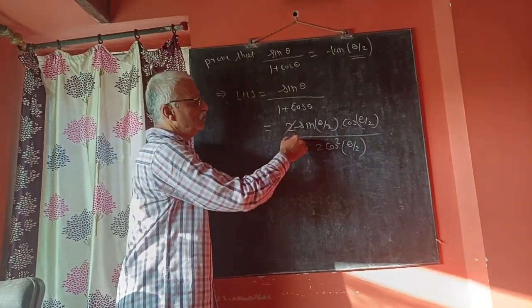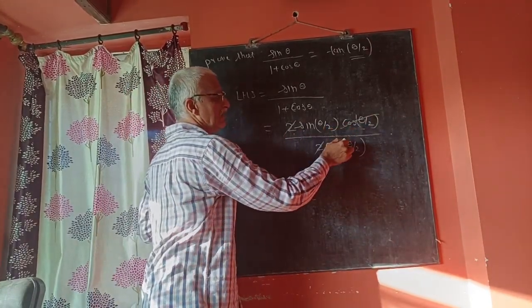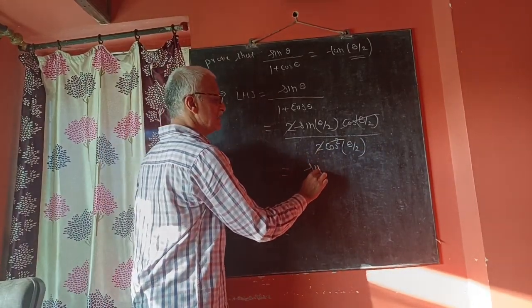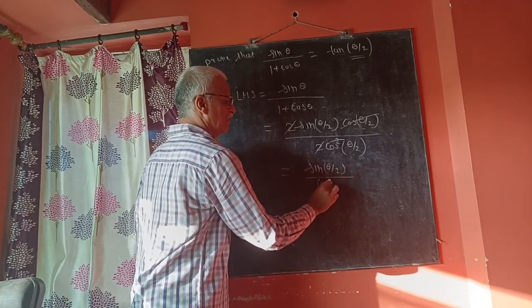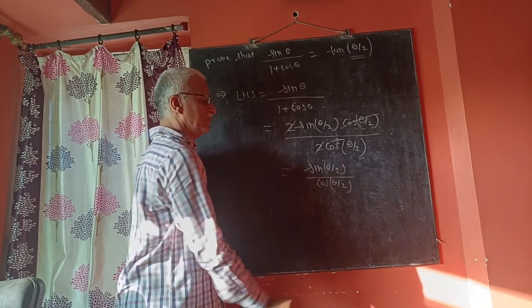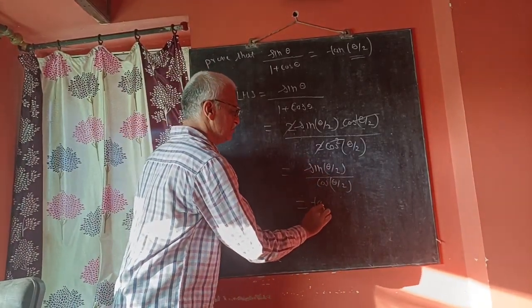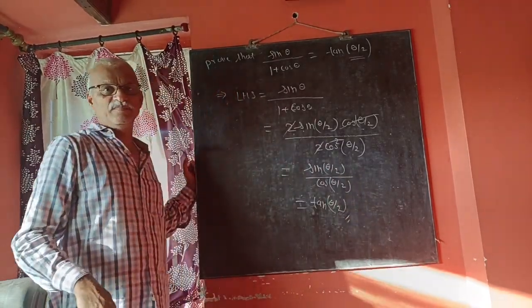Now 2 and 2 get cancelled. Cos theta by 2 squared also gets cancelled. So what remains is sin theta by 2 divided by cos theta by 2. Sin upon cos is tan. That means this is equal to tan theta by 2, which is our RHS.